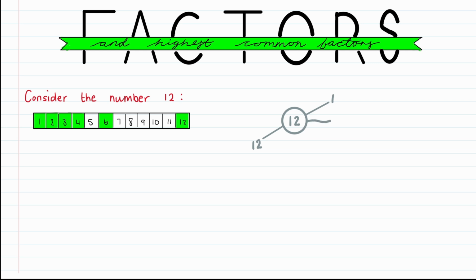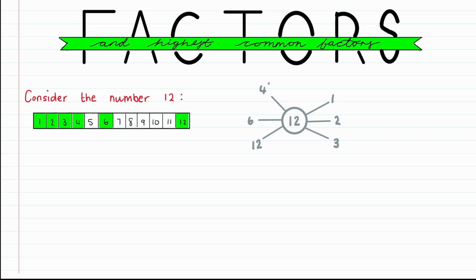The next natural number is 2. 12 can be divided by 2, and that gives me 6, which I write at the opposite side of the sun. Next, I look at 3. 12 divided by 3 gives me 4. My next natural number is 4. But hang on, I've already got the number 4. This means that I've come to the end of my factors.